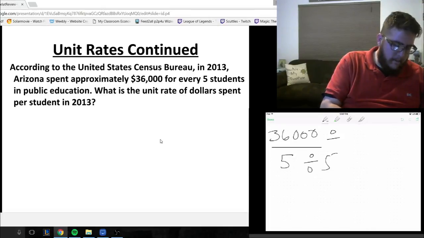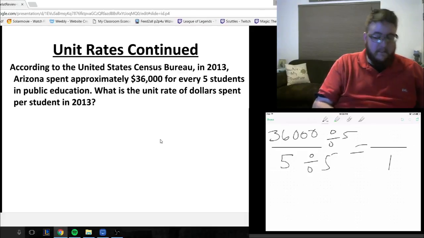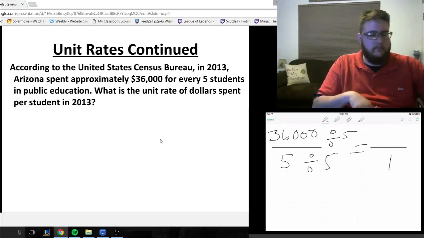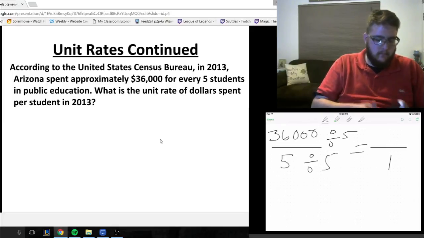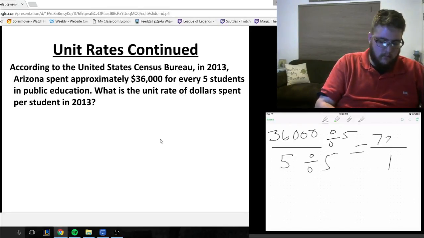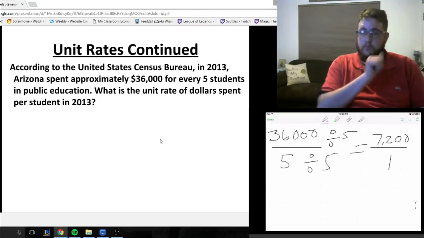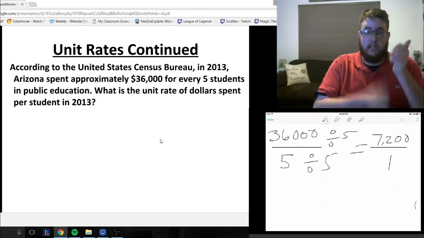What we do to the bottom, we must also do to the top. So we'll divide 36,000 by 5. And I could go through all the long division, but I'm just going to punch this one into the calculator to, again, save some time. And our answer is 7,200. And what this says is that Arizona spent $7,200 on each student in the year 2013.